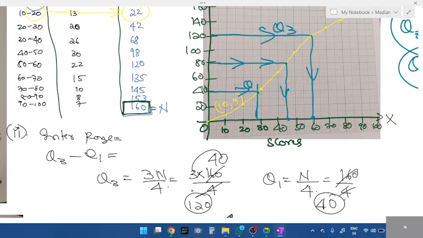Interquartile. If they ask upper quartile, just mark 120. For 120, the answer is 60. The answer would have been 60. If they ask lower quartile, same, Q1. The answer would have been 29. 29 scores.